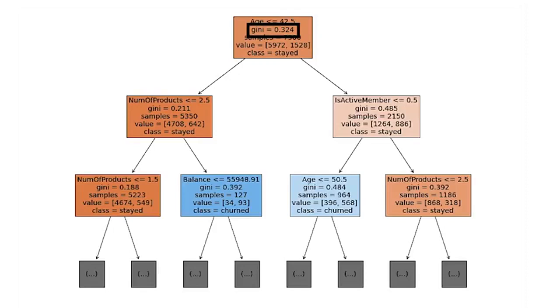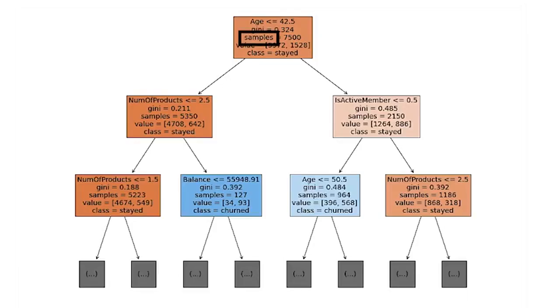Gini refers to the node's Gini impurity. This is a way of measuring how pure a node is. The value can range from 0 to 0.5. A Gini score of 0 means there's no impurity. The node is a leaf, and all of its samples are of a single class. A score of 0.5 means the classes are all equally represented in that node.